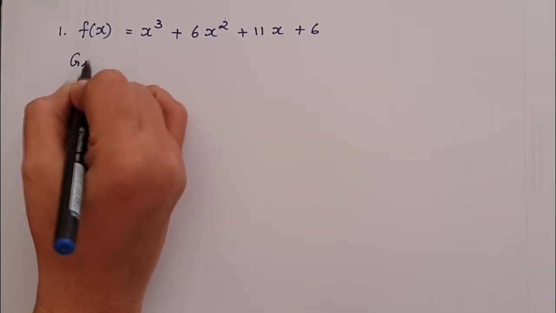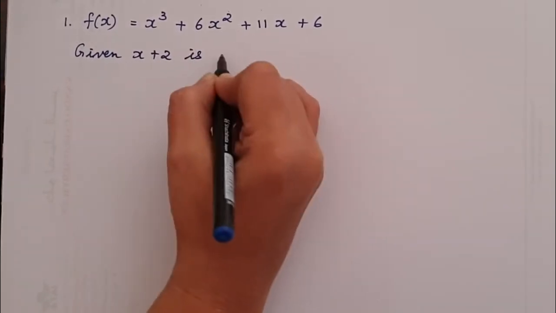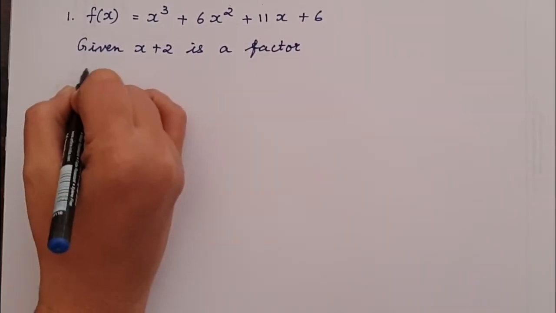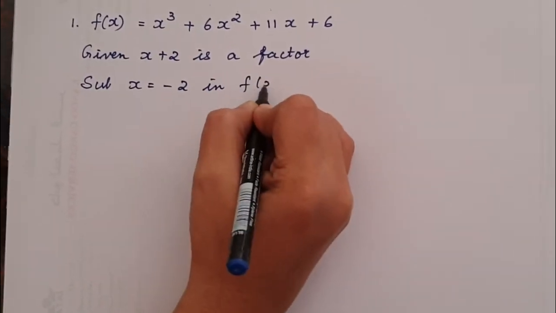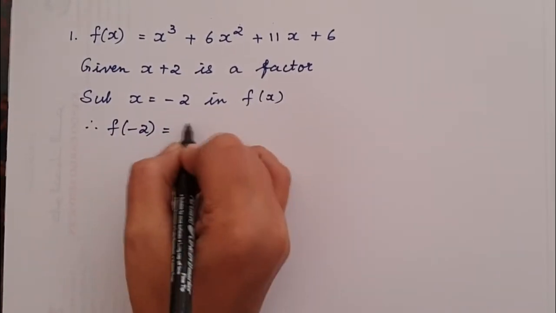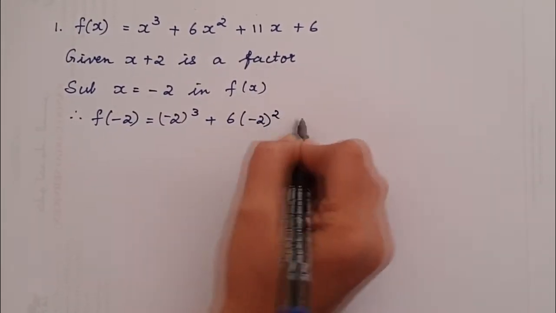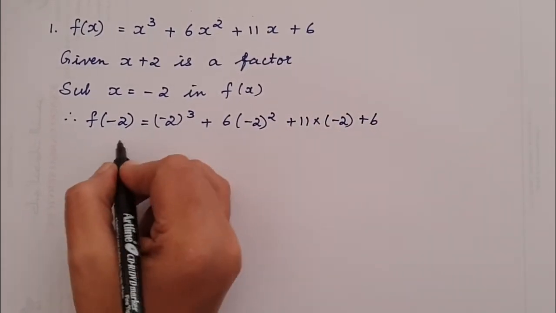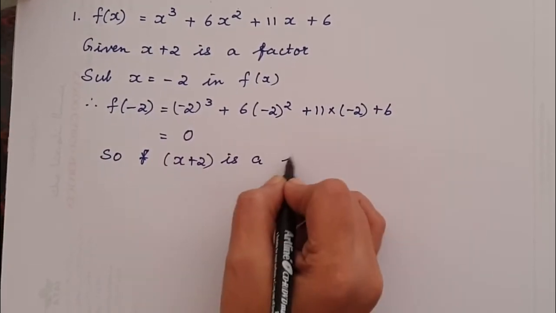Given x plus 2 is a factor. Substitute x equal to minus 2 in f of x. Therefore, f of minus 2 will be equal to minus 2 the whole cube plus 6 times minus 2 the whole square plus 11 multiplied by minus 2 plus 6. When we simplify this, we'll get 0. So, x plus 2 is a factor.